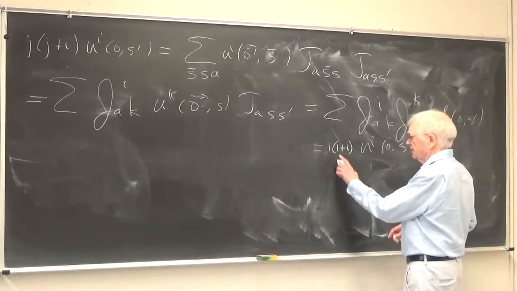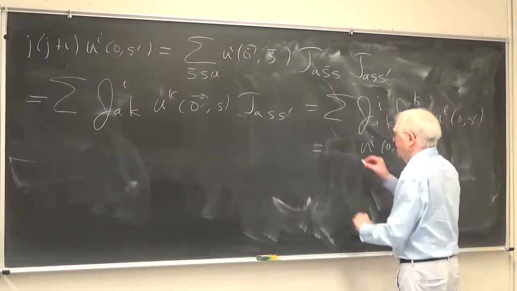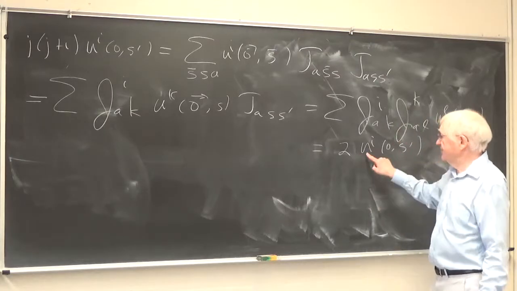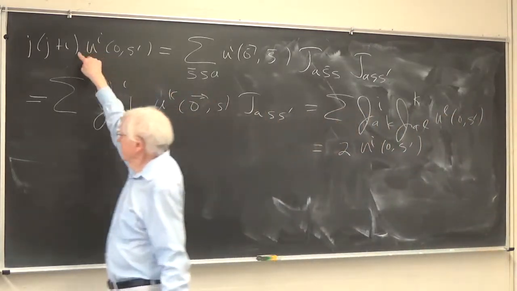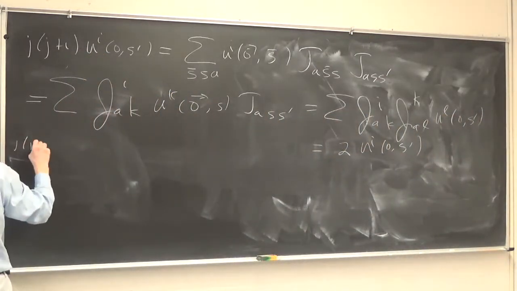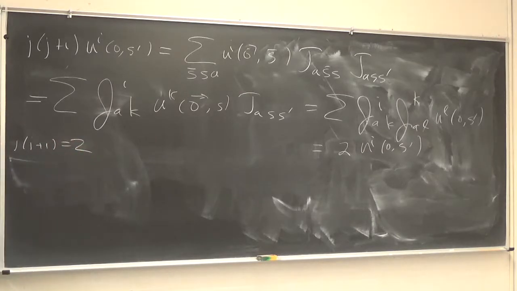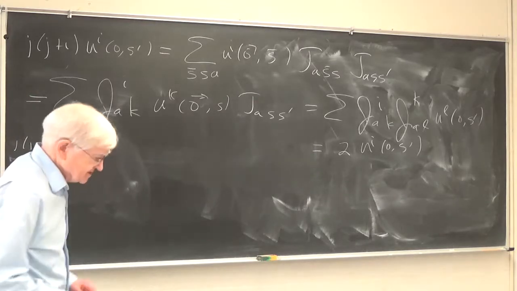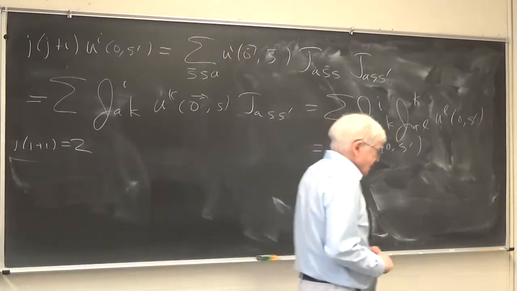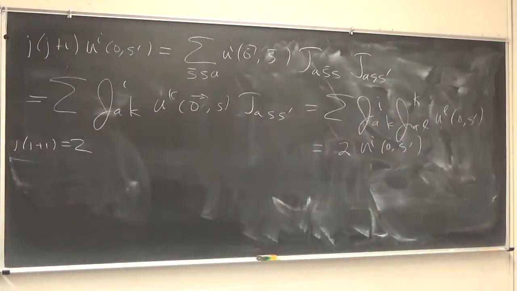Using the grade school arithmetic here, we get a 2. So now if we compare this with that, we see J(J+1) has to be equal to 2. And so that is spin 1. That means that we can represent a spin 1 particle.